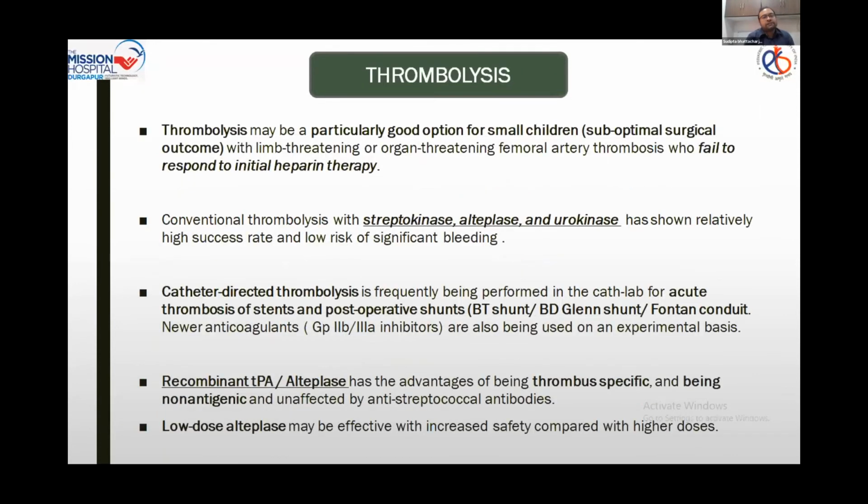Thrombolysis is particularly a very good option for small children who have a suboptimal outcome with surgery, and it may be systemic or catheter-guided. Catheter-guided thrombolysis is frequently being performed in the cath lab for thrombosis of stents and postoperative shunts. Newer anticoagulants are being used on an experimental basis. Low-dose alteplase may be an effective option with increased safety margins.